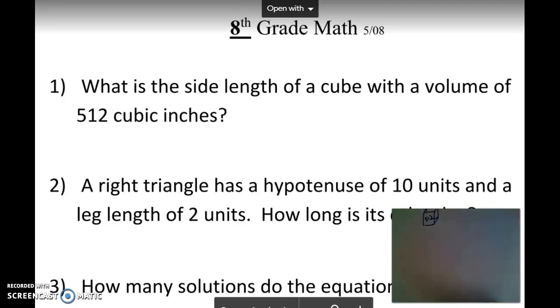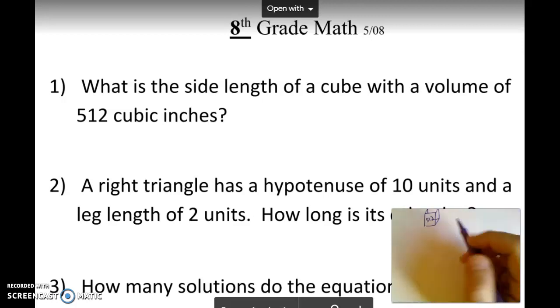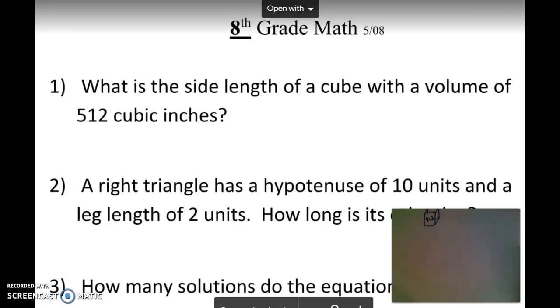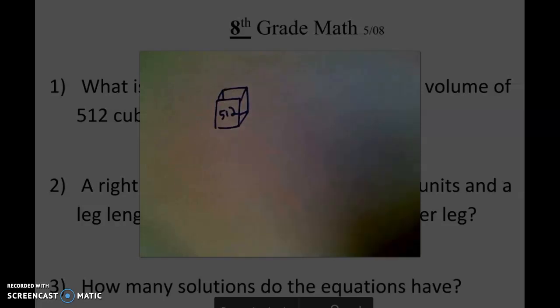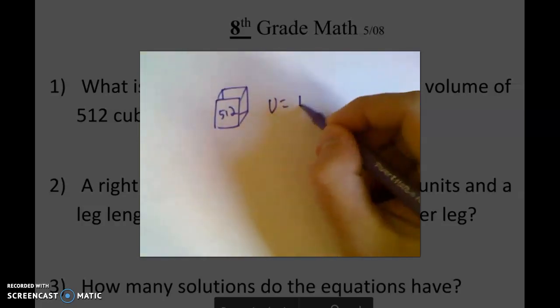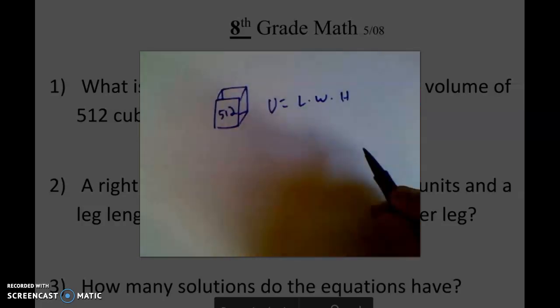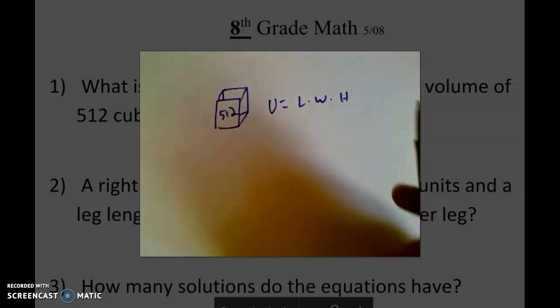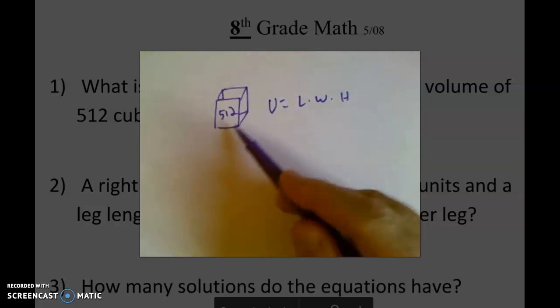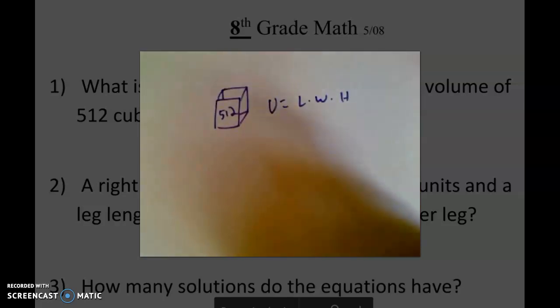And here are the answers to the warm-ups on May 8th. So the first one says, what is the side length of a cube with a volume of 512 cubic inches? So with a cube, volume is, of course, length times width times height. So I have to figure out what three numbers, which has to be the same number because all side lengths are the same in a cube, will give me the answer of 512.